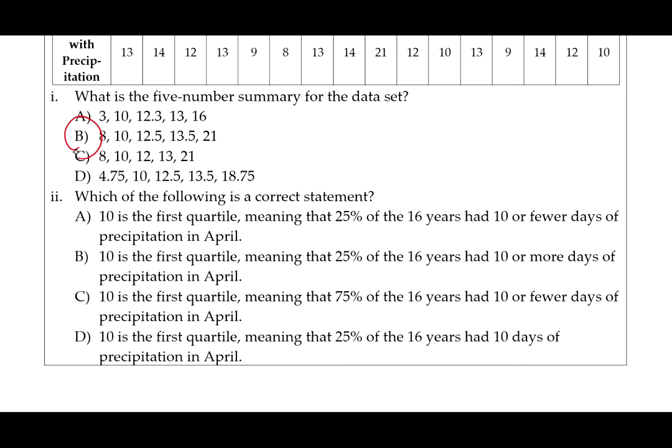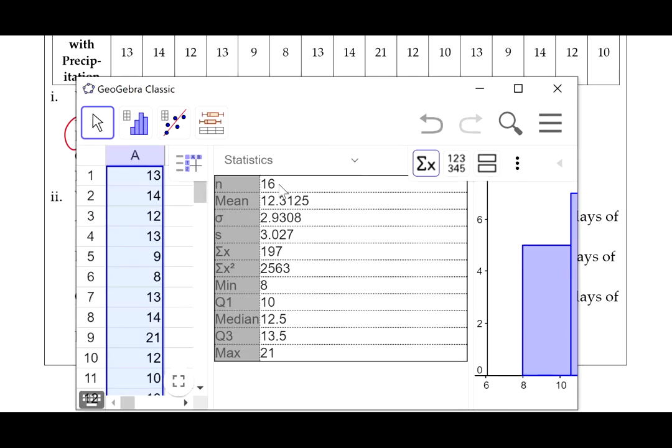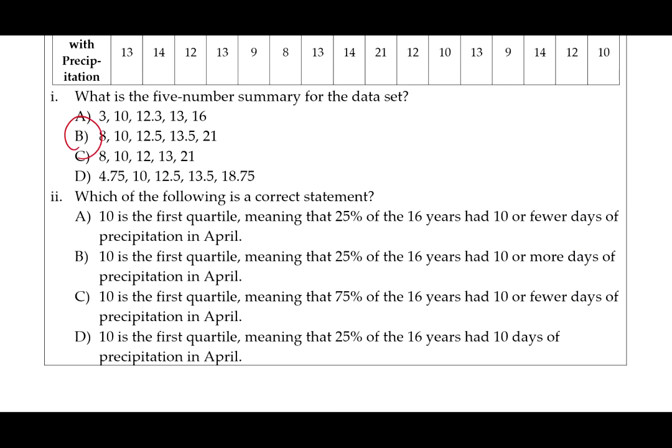Now let me explain how this would happen by hand. There were 16 values here. You can see that in the GeoGebra output as well. Our sample size is 16. So I'm not going to write the actual numbers down, but I'm just going to put 16 little X's here to show you how you could compute this by hand. 1, 2, 3, 4, 5, 6, 7, 8, 9, 10, 11, 12. I need some more. 13, 14, 15, and 16.